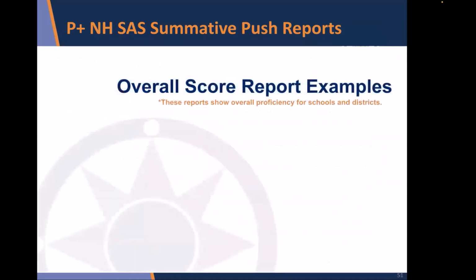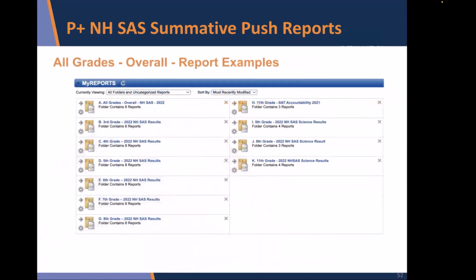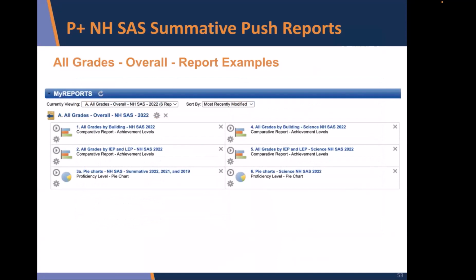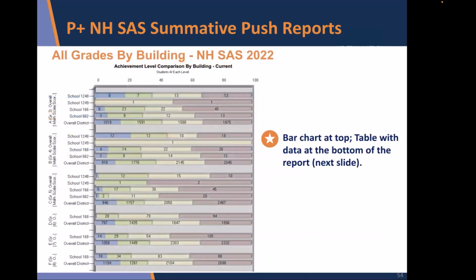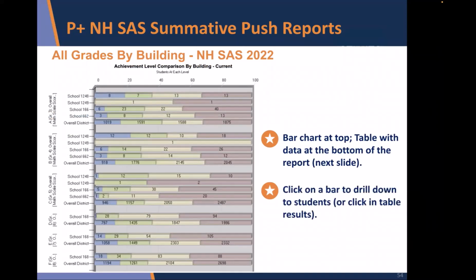Okay, let's get into the reports and show you what these reports look like. So if I'm going into this folder for all grades for 2022, again, these are my particular reports. If I look at this all grades by building report, this is what you're going to see. This is the top portion of the report. It's a bar chart at the top here, and on the bottom, there's going to be a table. And then you can drill down to any of the students or click on results or anything here.